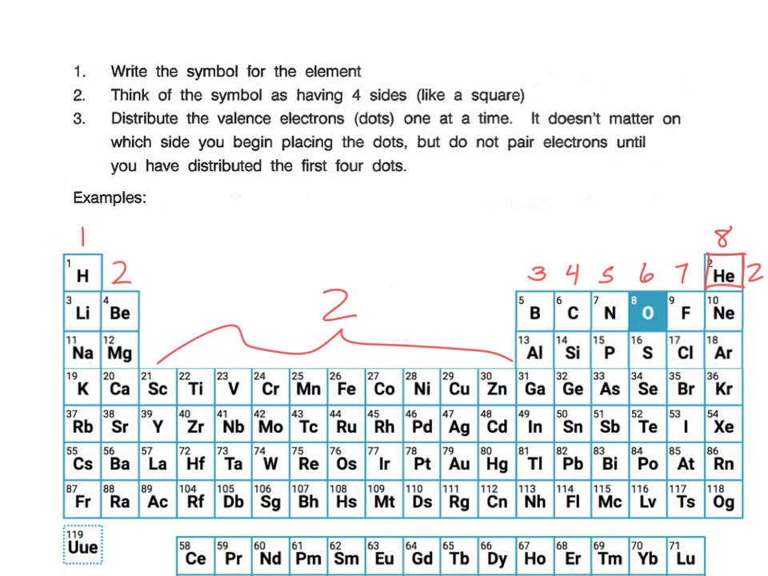Let's do an example for oxygen. Just draw it out really quickly. We draw the O in the middle. We draw 1, 2, 3, 4, 5, and 6. If we look at oxygen, it has 2 lone pairs plus 2 electrons that are free to bond.